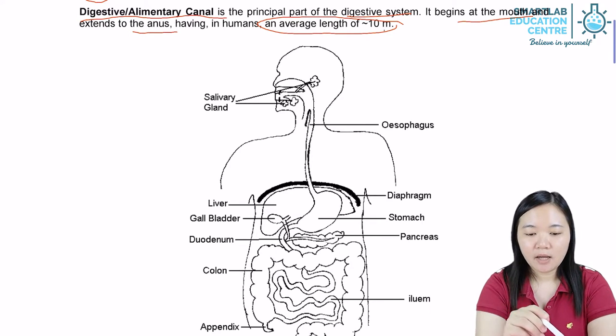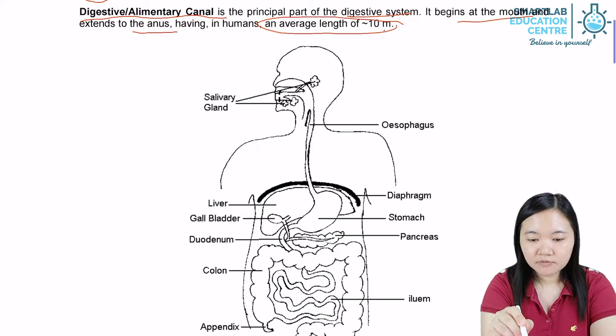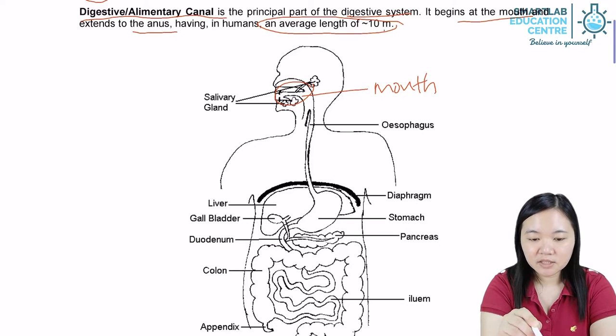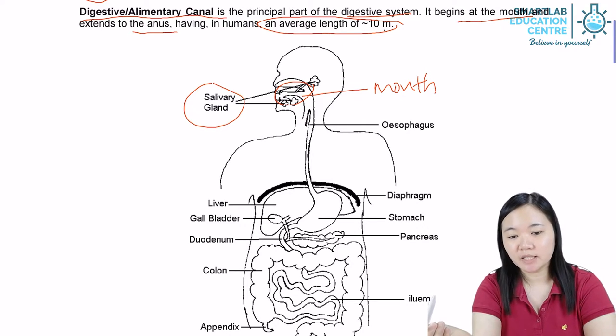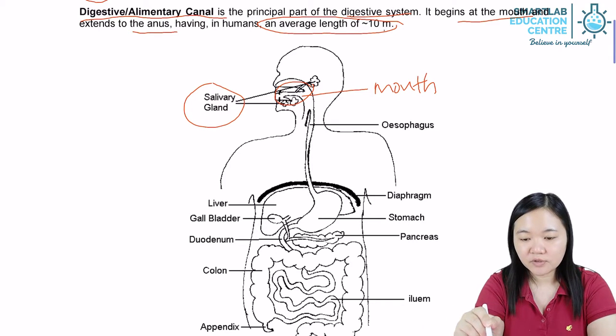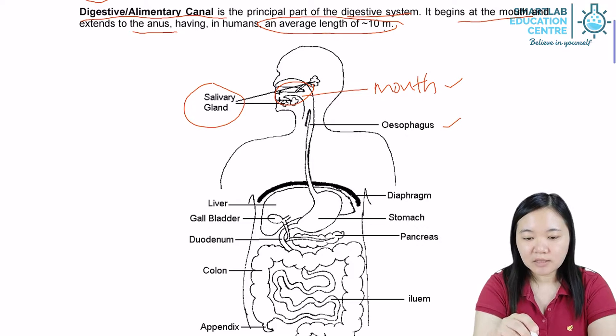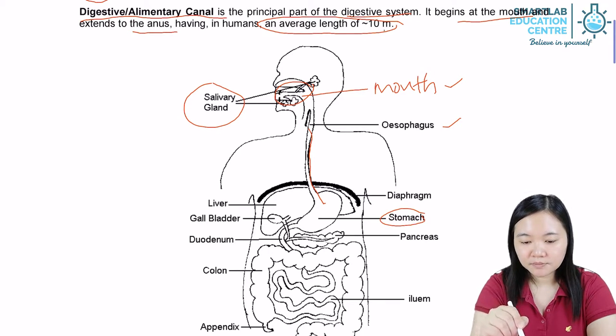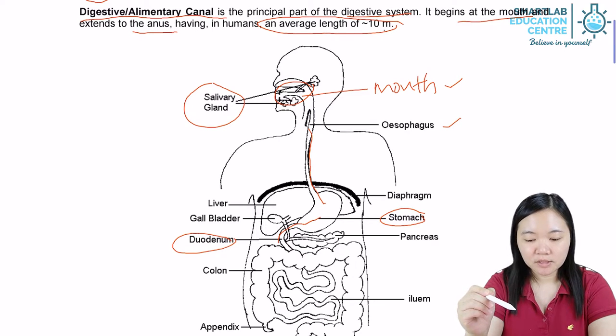Let's take a look at each and every part. The first part here is your mouth. The mouth contains salivary gland. Salivary gland will secrete saliva, which contains salivary amylase. Then subsequently is the esophagus. Food will enter the mouth first, then it will enter the esophagus. Then subsequently, it will drop down to the stomach over here. And then subsequently, it will move to the duodenum. Duodenum is the first part of small intestine.